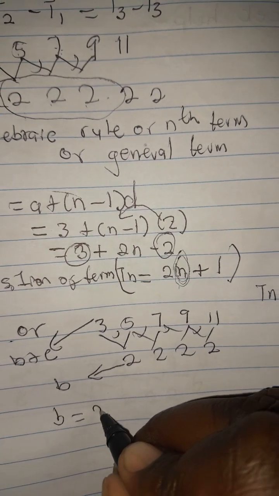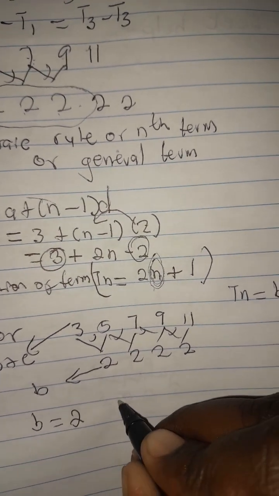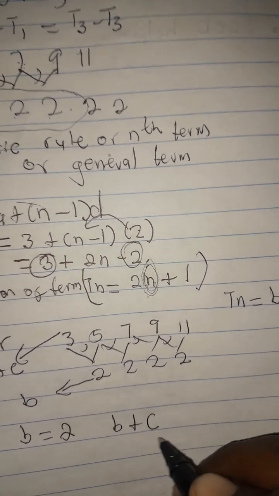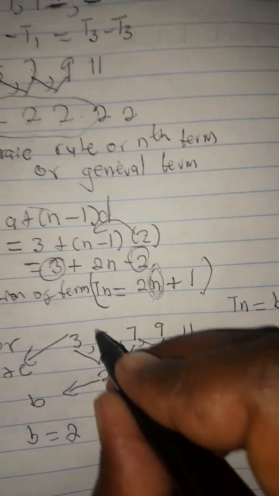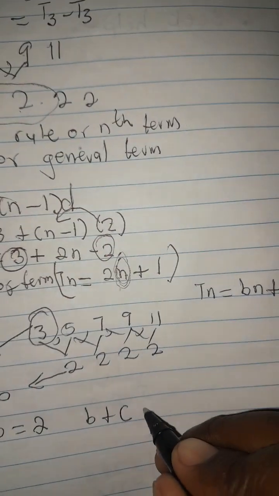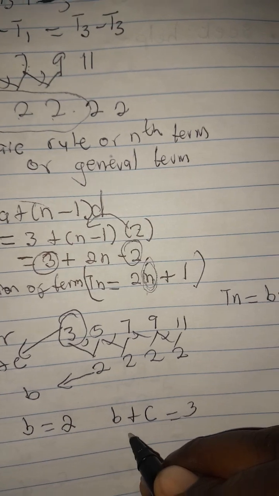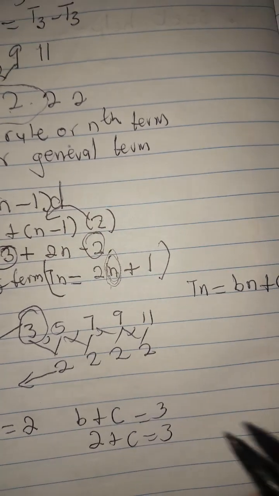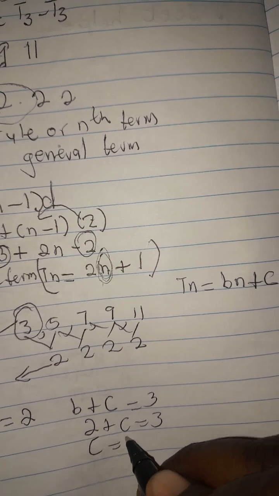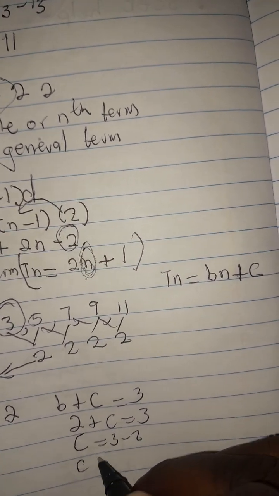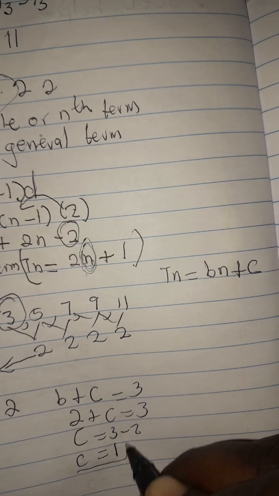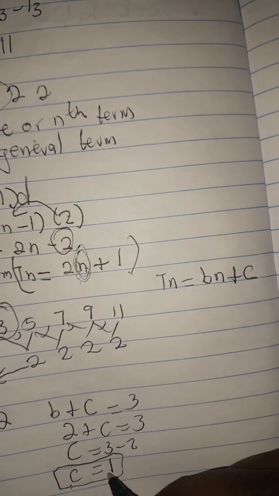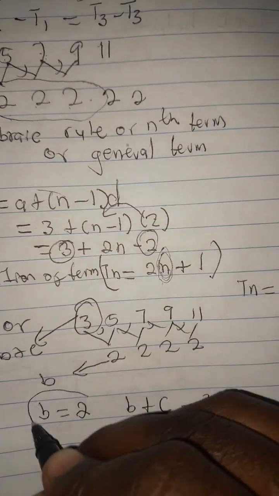So let's work it out. Our difference, which is b, is equal to 2. Then we're looking for the first term, which is b plus c. What is the first term? The first term is 3. You will put 3 here. Where there is b, you're going to put 2. So it's going to be 2 plus c, which is equal to 3. So c will be 3 minus 2. What is 3 minus 2? That's going to be 1. So you can see we already have c as 1, and we already have b as 2.